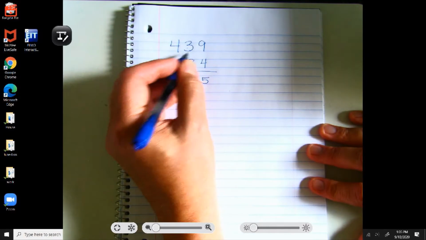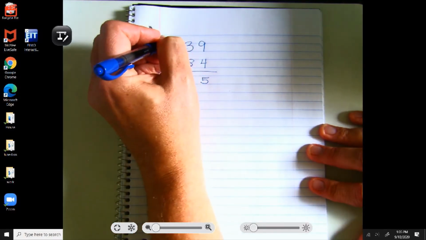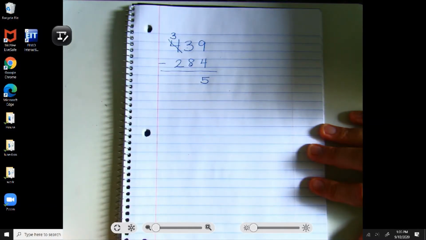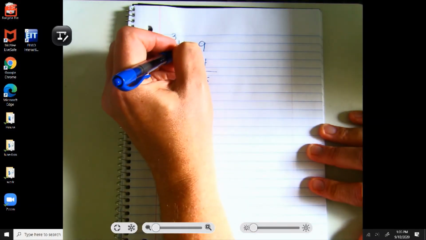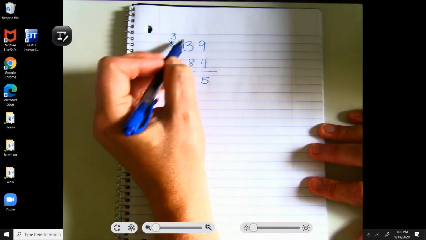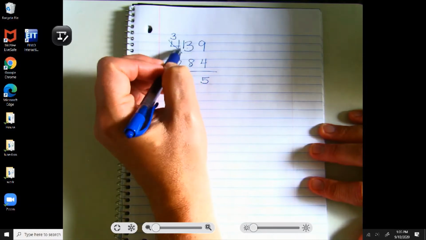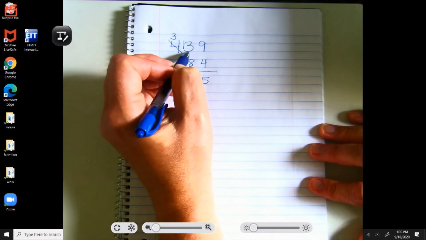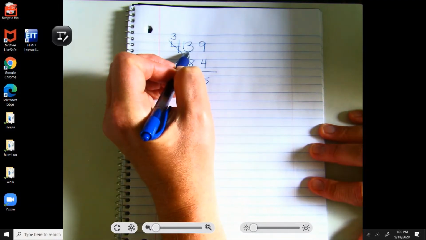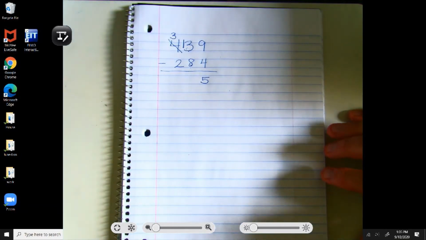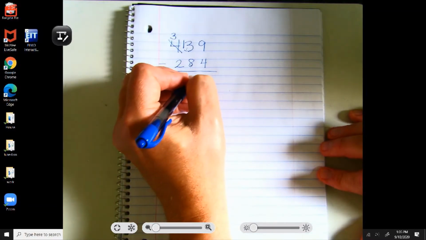So, since we can't take 8 away from 3, we have to make an exchange. So we're taking one of those hundreds and bringing it to our tens. So now we have 13. So scholars, what happened here is one of those hundreds came over here. That's 10 tens that make 100, plus the 3 tens that are already there makes 13. 13 minus 8. We can take 8 away from 13. 13 minus 8 is 5.